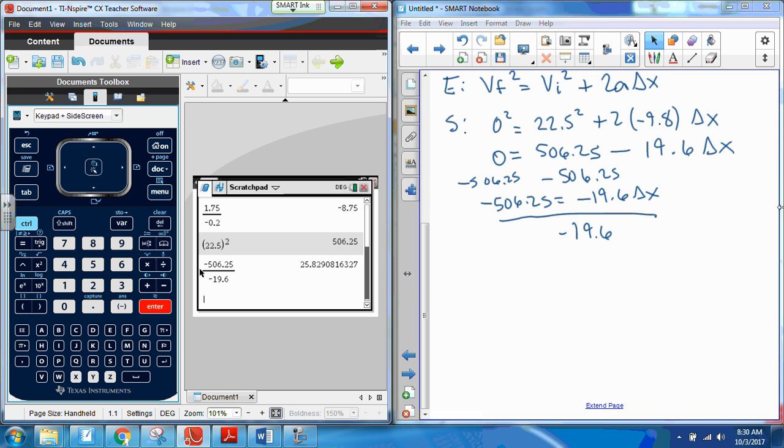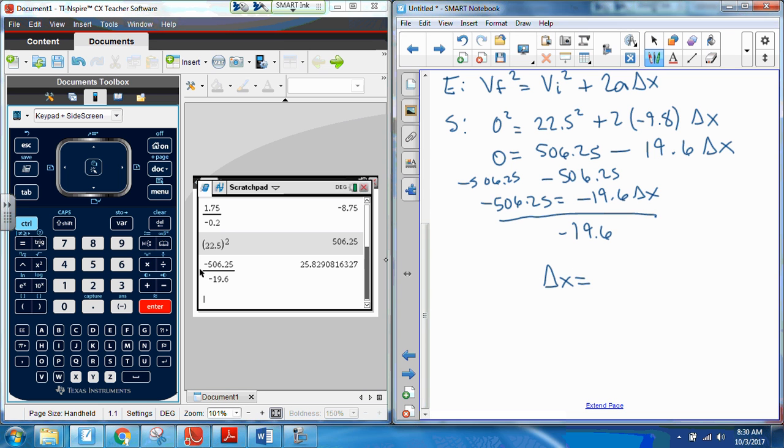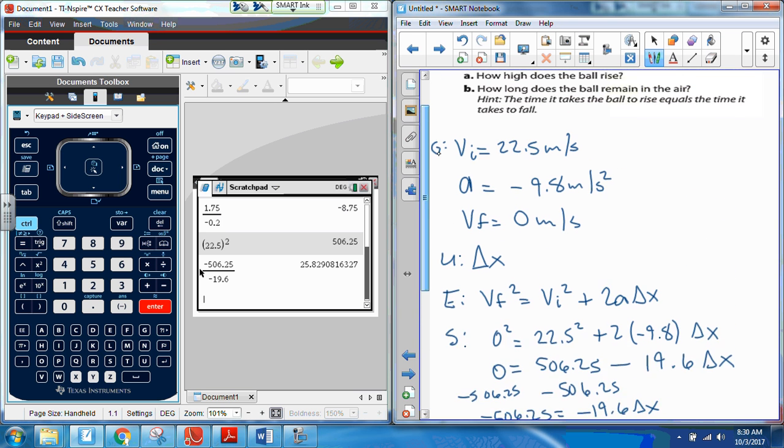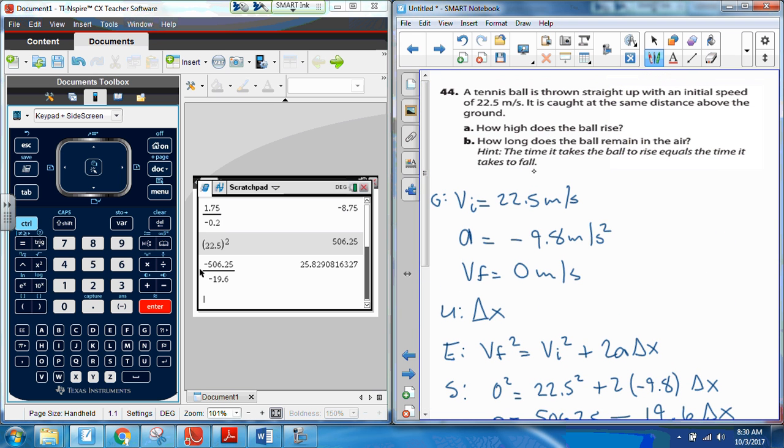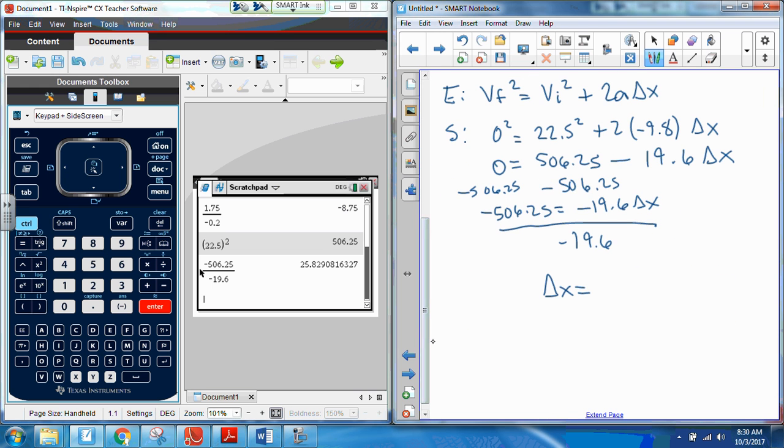I get 25.82908163227. So how many sig figs did I have? I only had 2 on this one? 3 on this one? Okay, good question. This 9.8, don't use it to calculate your sig figs. So we're going to use the numbers that we're actually given, which was 3, so we need to round this to 3 spots. So that's 25.82. The 2 is going to make it stay at 8. So delta x is 25.8.